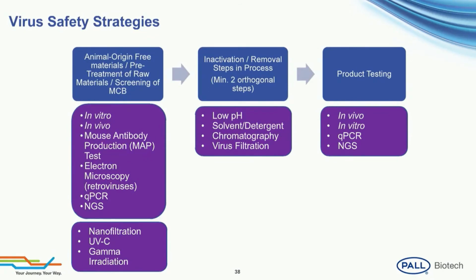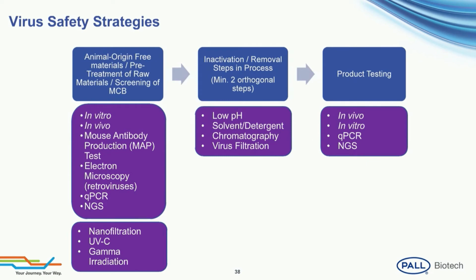Three main approaches to minimize the risk of virus contamination. You start with the raw materials required for the bioprocessing application. Possible strategies include using animal origin free materials, screening of master cell banks, implementation of broad screening technologies such as NGS, which is next generation sequencing, which is more widely applied in the industry. And also you look at treating high risk raw materials such as serum using technologies like high temperature short time, which is HTST exposure, which may mitigate the risk of virus contamination.